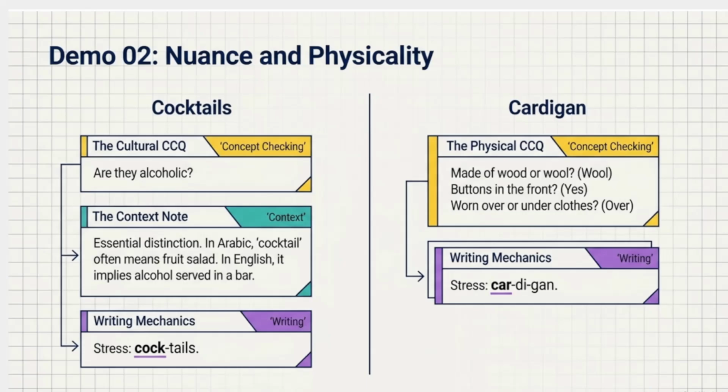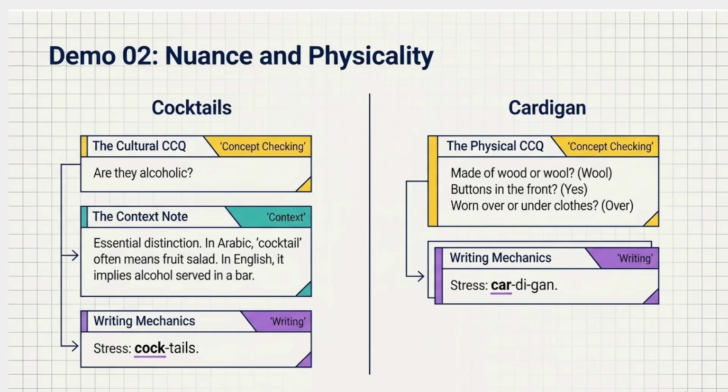Then we establish the written form and stress. Cock, tails. Now let's look at the word, cardigan. We can use physical CCQs. Is it made of wood or wool? Students answer, wool. Then, does it have buttons in the front? Yes. And, do we wear it over or under our clothes? Over. These questions help students build a clear mental picture of the word.